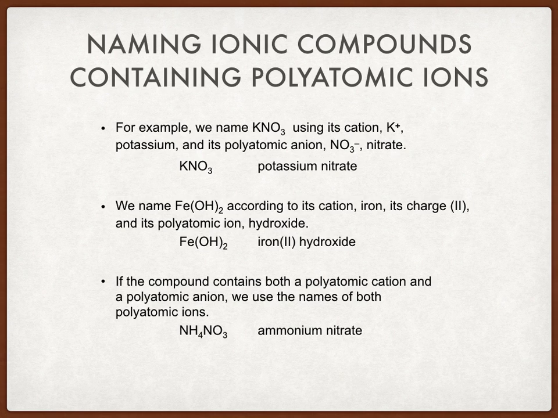The first one is just a known metal, known charge, a fixed charge metal, potassium, bound to a polyatomic anion, nitrate, so you just say potassium nitrate. When you have variable charge metals, you're going to have to denote the charge in parentheses with Roman numerals, and you're just going to have to name the polyatomic anion. Hydroxide, you don't have a dihydroxide or anything like that, it's just hydroxide. And for compounds containing both a polyatomic anion and cation, you're going to have to say both.